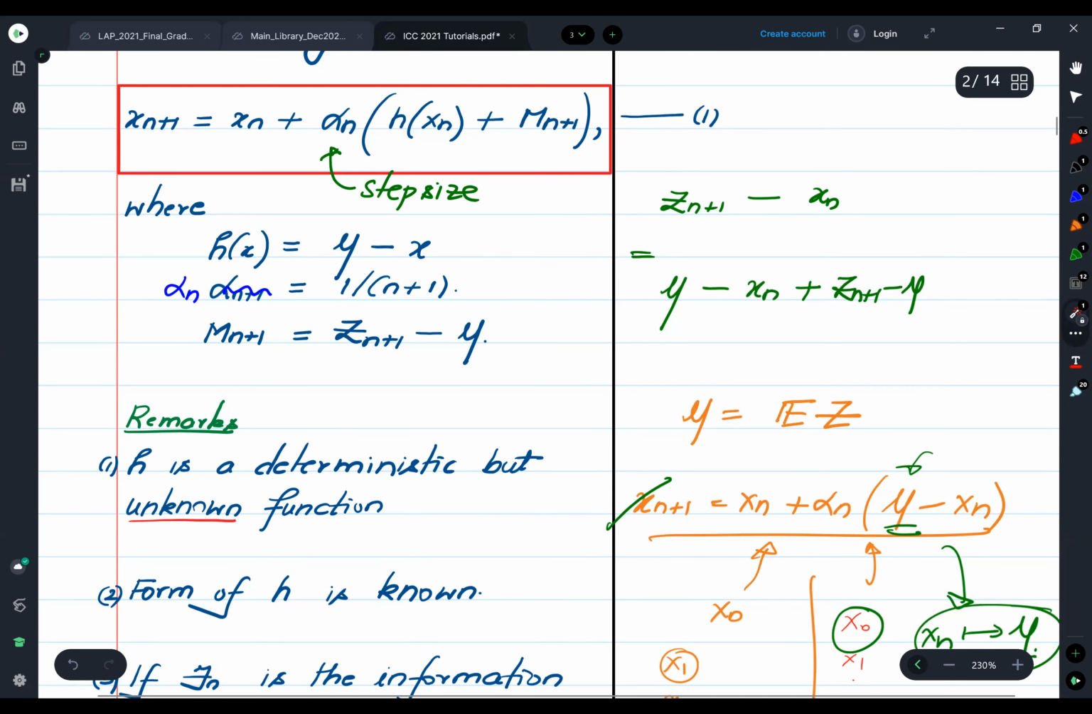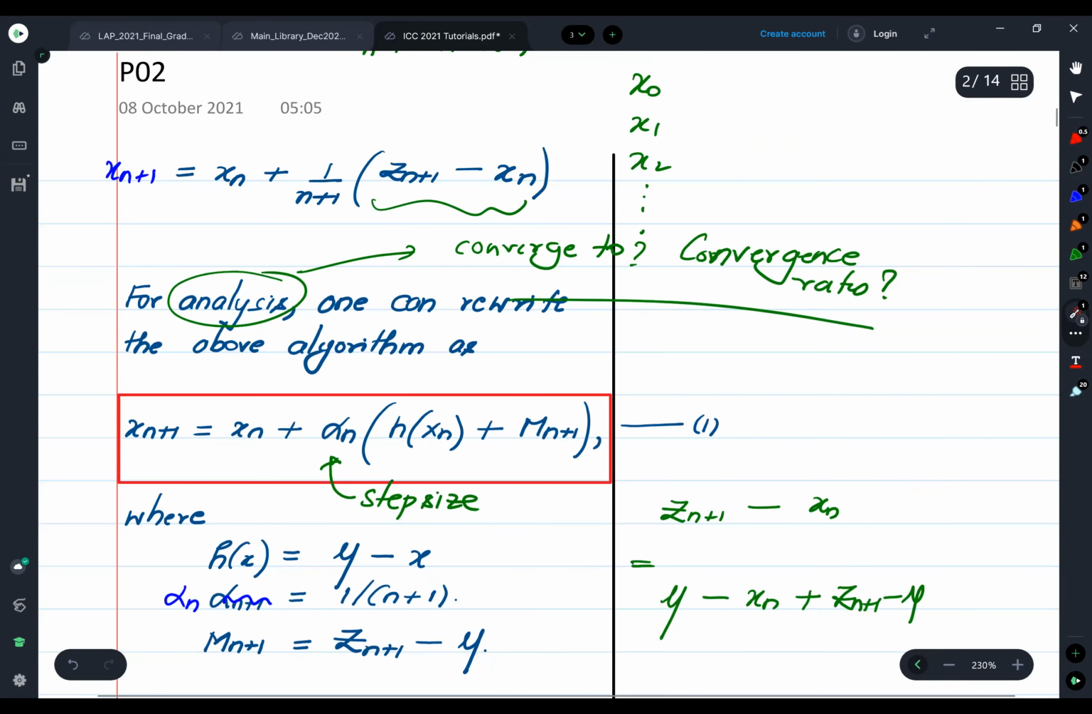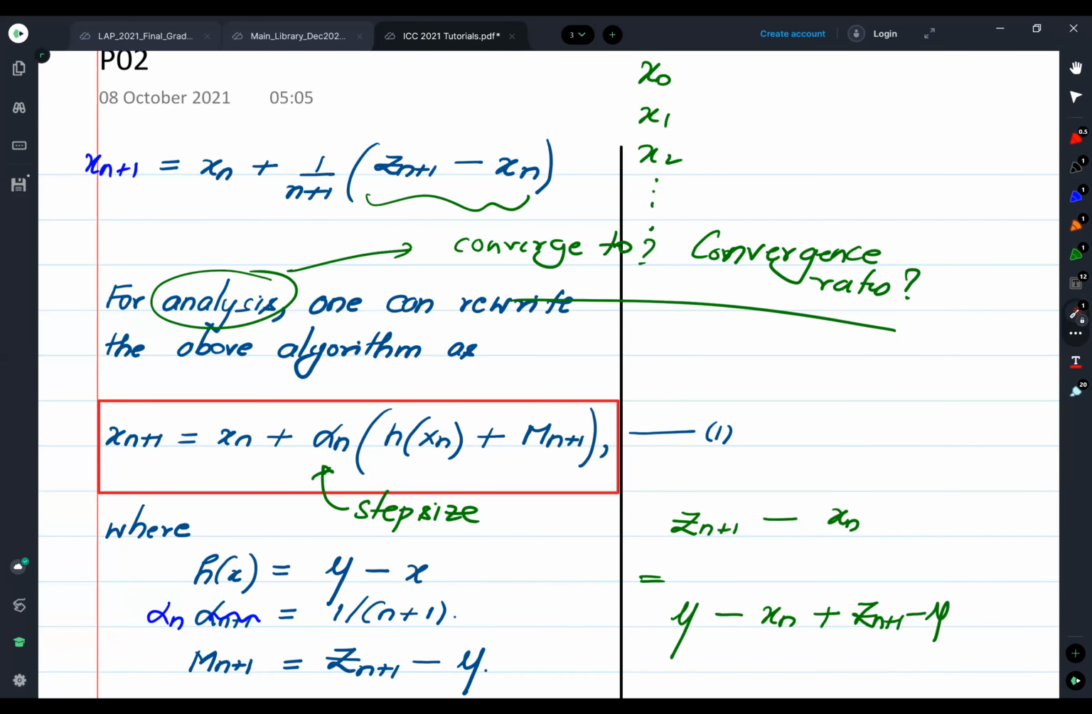but instead we have access to h of xn plus mn plus 1. So what is this sum? This sum is basically this quantity over here. I'm saying the same thing in several different ways, but this is how the analysis proceeds. I don't know the value of h of x. However, I know a value of h of x plus mn plus 1. And because this has zero mean, one can interpret this as adding noise to the value of h of x.